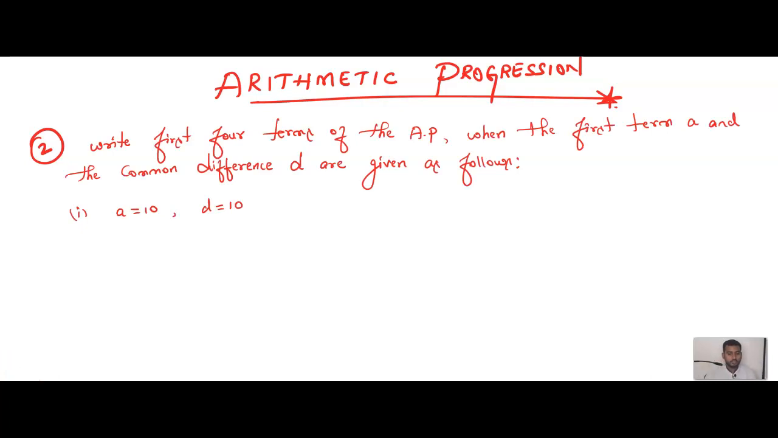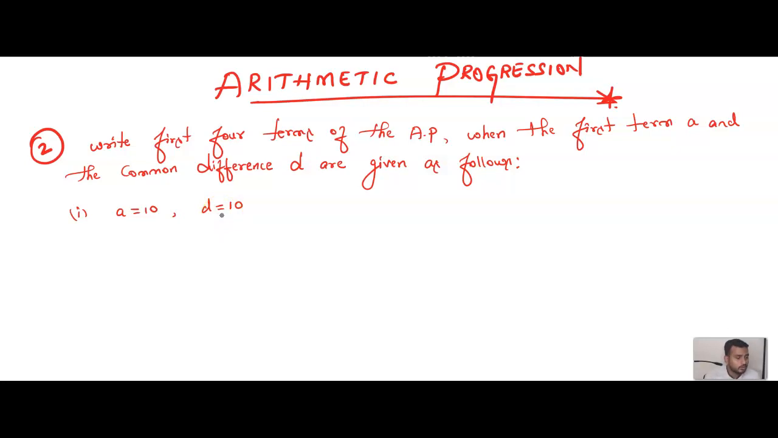See children, here in this problem they are asking us to find the first 4 terms. Write the first 4 terms of the AP when the first term A and common difference D are as given as follows. Here they have given different cases to solve the same condition, that is the first term A is 10 and the common difference D is 10. Now we need to find the first 4 terms.